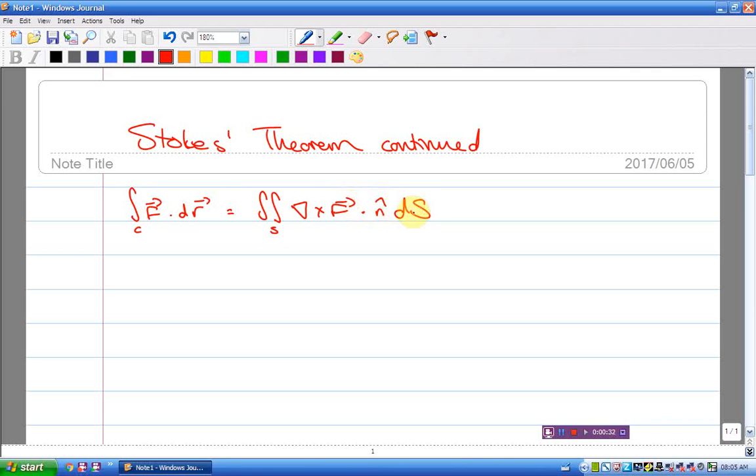And that's the formula for Stokes' theorem. And you can go either way. You can turn work into a surface integral, or you can turn a surface integral into work.